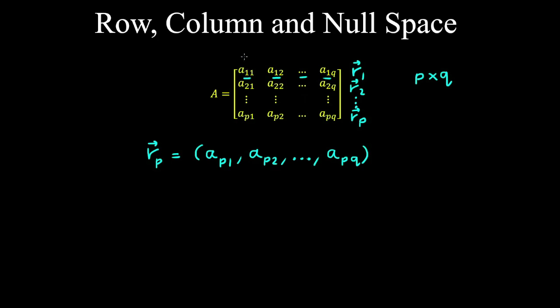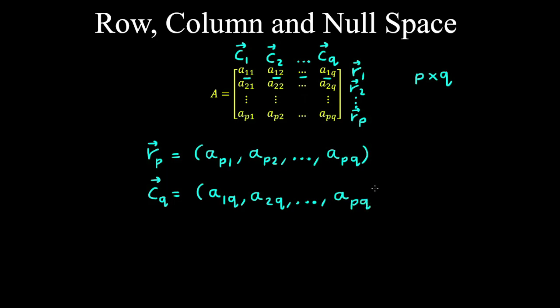And similarly, we can represent the matrix using column vectors. So we have C1, C2, up to CQ. So for example, the column vector CQ has the components being the entries in the last column. So we have A1Q, A2Q, and so on, up to APQ.